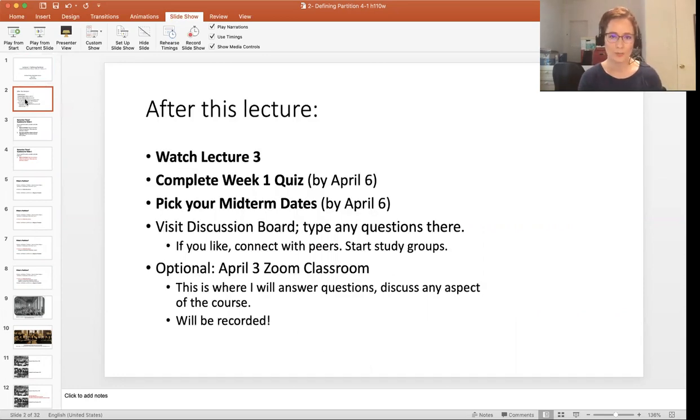After this lecture, I'm also going to start every lecture with a slide like this to walk us through the timeline. After this lecture, you will continue on with module number 1, watch lecture number 3. You will complete the week 1 quiz by April 6th if you want credit. It is pass fail, meaning that you either get the credit or you don't. Do it by April 6th for the full credit. And then you will also think about and select your midterm dates by April 6th. These 3 items are the only required items on this list.